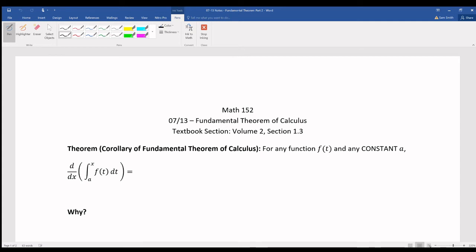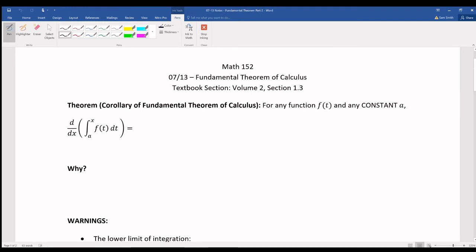So imagine the following situation. We're given some function, and let's call it f of t. And let's consider some constant a. And let's consider first taking the definite integral from t equals a to t equals x of this function f of t. Now let's first try and understand what this integral represents.